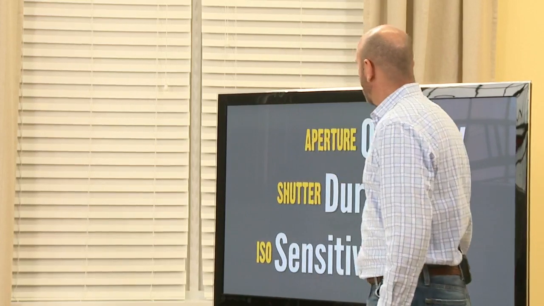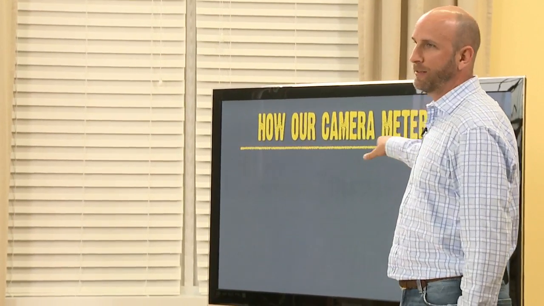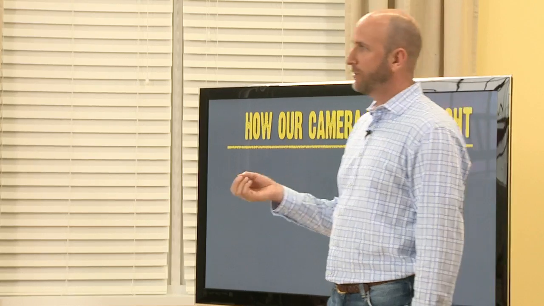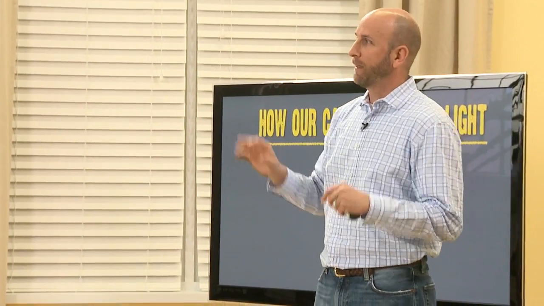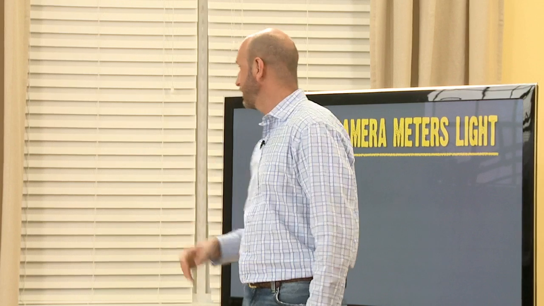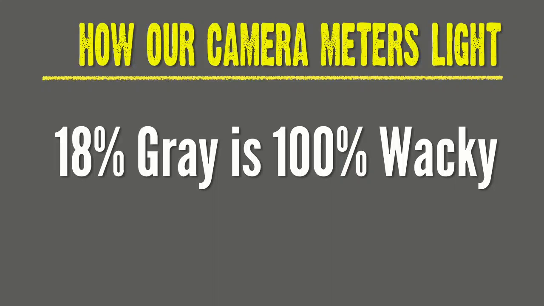Okay? So what we're going to do here is let's talk about this. How does the camera figure out how much light to let in? And how does it balance those three things? So somehow, mysteriously, when you put your camera on aperture priority mode or shutter priority mode or whatever, it knows, right? And even if you have it on manual mode, there's a little meter there that tells you what to set your dials and switches to, and somehow it knows how to tell you what it is. And so we might know, and I'm going to show you this thing right here, that 18% gray is 100% wacky. Okay? That's my motto. 18% gray is 100% wacky.